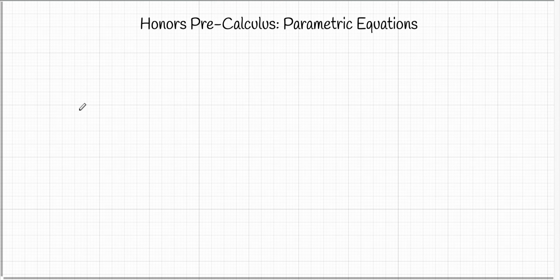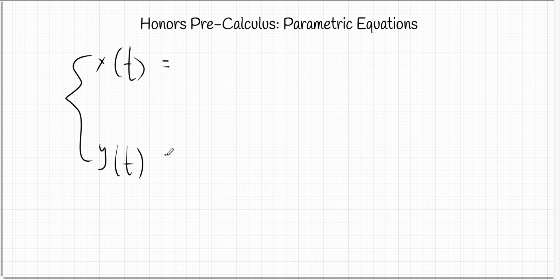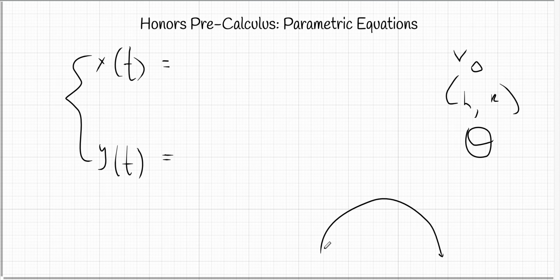Well, x would be the horizontal distance, y would be the vertical distance, and t would obviously be time. You're going to get a set of equations. X of t is equal to the horizontal function, y of t is equal to the vertical function. And there is a formula to calculate it. Let's assume you start with an initial velocity v0. You start at a point h comma k. And let's say it's at an angle theta. So assuming this is the angle theta. You start at h comma k.